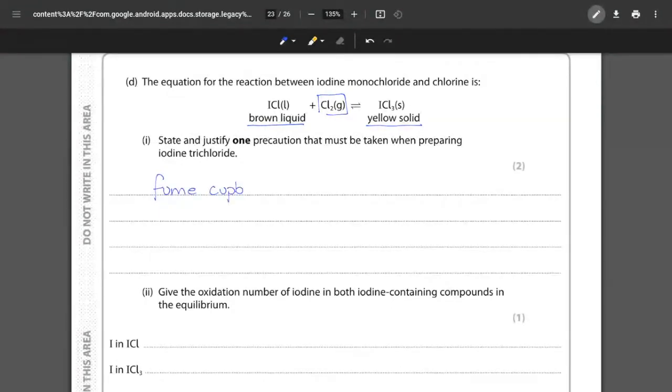So your precaution is the fume cupboard, and the justification is because chlorine gas is toxic. So it's not something that we want to be breathing in. You don't want to even do this in a well-ventilated laboratory. You always want to do this in a fume cupboard.